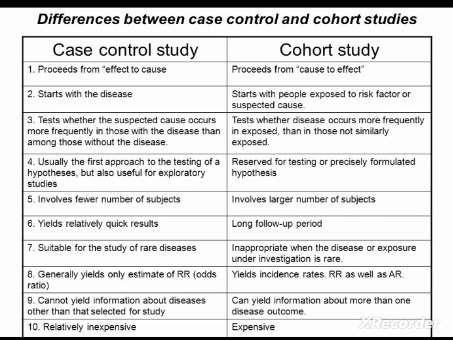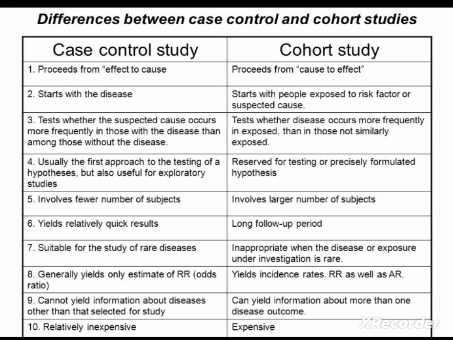Then next one, case control is usually the first approach to the testing of a hypothesis, but also useful for exploratory studies. So in case control studies, we use it for testing our hypothesis, but it also helps in exploratory studies. Cohort studies are used for pre-sized or pre-formulated studies or pre-formulated hypothesis.